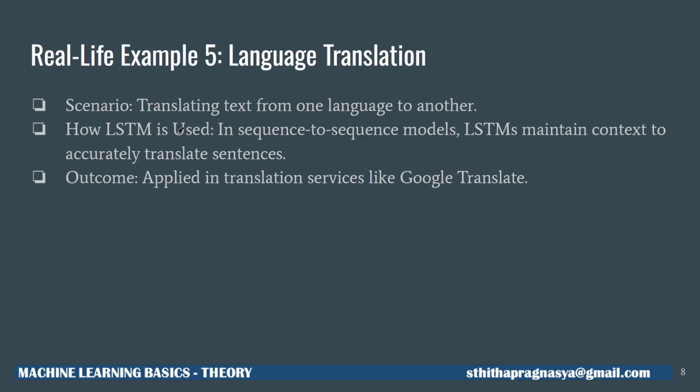And then the final example would be language translation. Here you can translate text from one language to another. In machine translation, LSTM networks are used as part of sequence to sequence models where one LSTM processes the input sentence in the source language and another LSTM generates the translated sentence in the target language. The LSTM's ability to remember long-term dependencies allows it to maintain the context of a sentence, which is crucial for accurate translation. So it is applied in translation services like Google Translate.